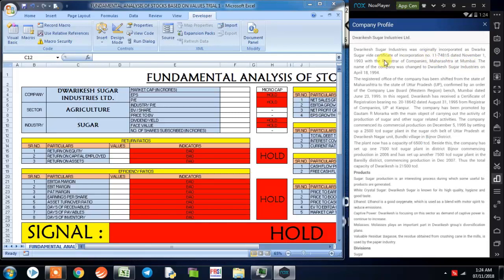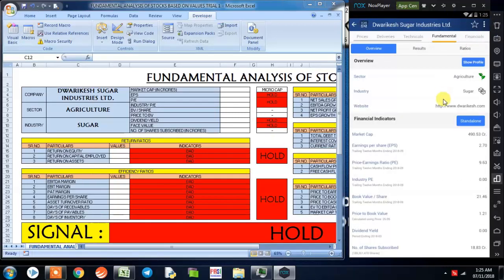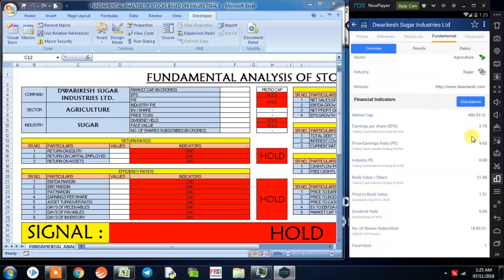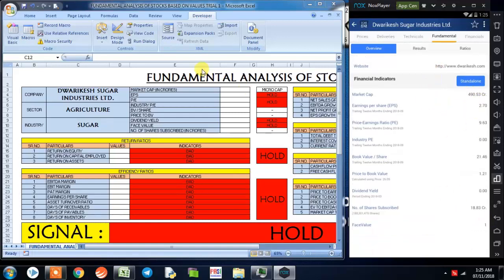Dwarikesh Sugar Industries Limited was incorporated in 1993. The products of the company include sugar, white crystal sugar, ethanol, captive power, molasses and the valuable residue bagasse. So this was about the company. Now let's go to the financial indicator. We'll be using these financial values in our Excel program.